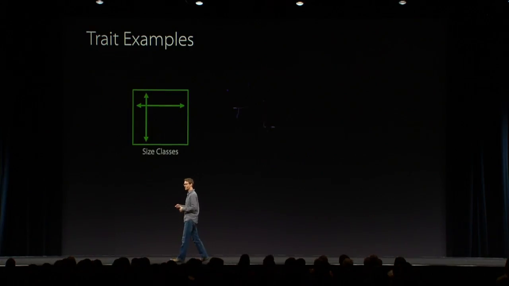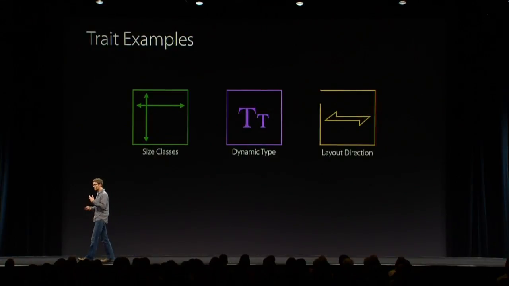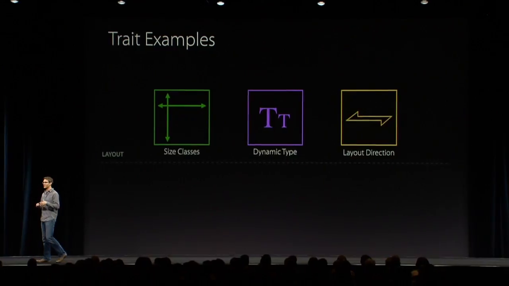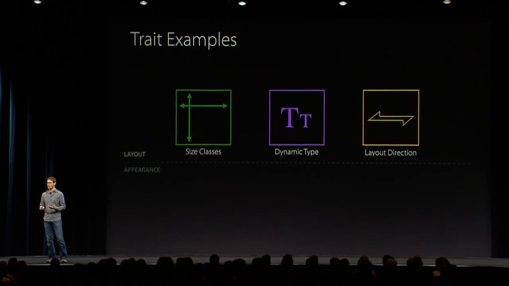Let me give you a few more examples of what some of the traits are. So we'll talk more about size classes. There's also the dynamic type size, which is new this year. There's also the layout direction, so left to right, right to left. And the three up here are examples of layout traits. Traits can also describe appearance, though. So what gamut is the display that you're running on? Or for Apple TV, what is the interface style? Is it light or dark?